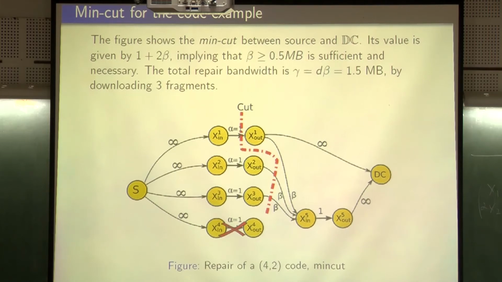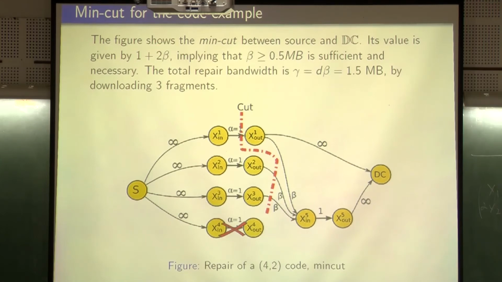So when can a data collector recreate the data properly? When creating this one, there should be enough flow from source to this node, achieving the file size of 2 MB. Okay, so the figure shows that. So this is the kind of a thing.